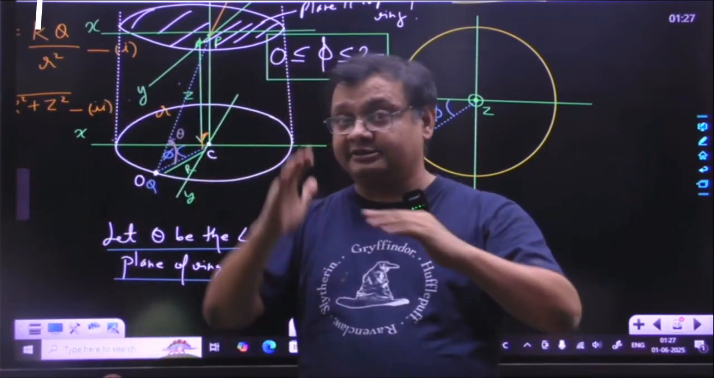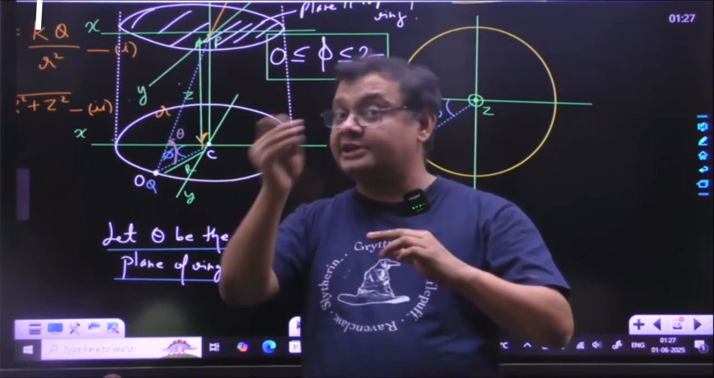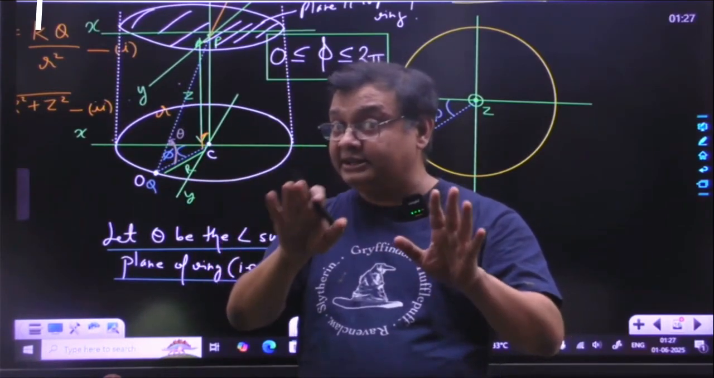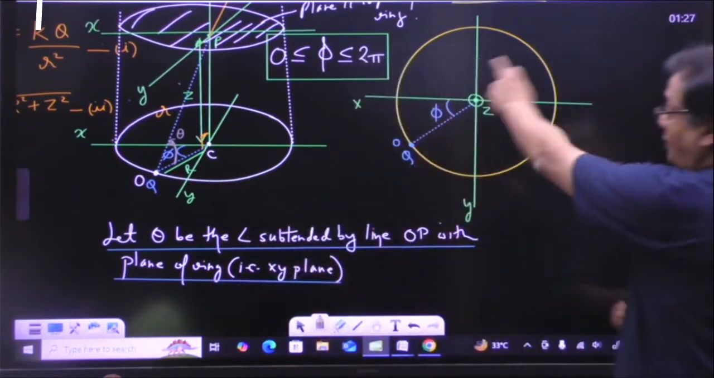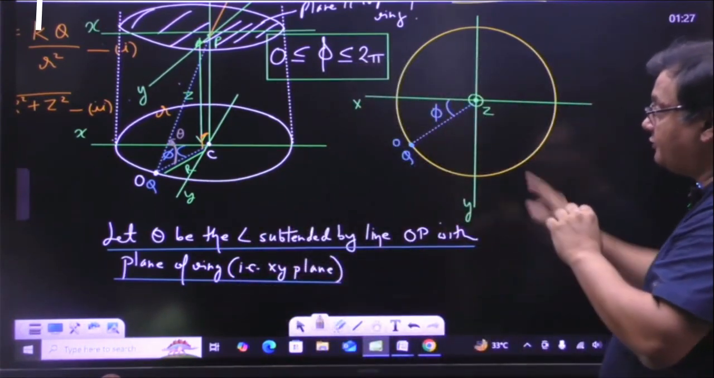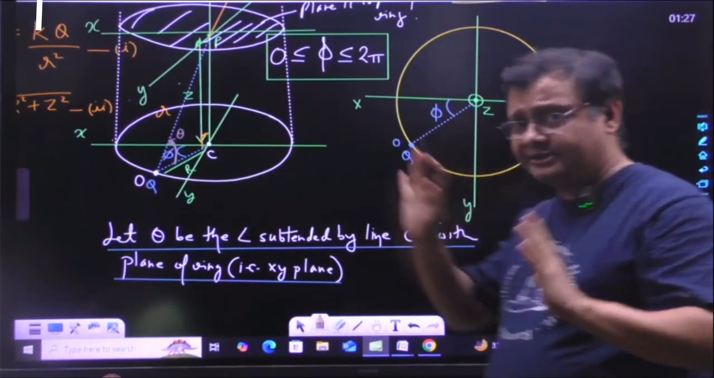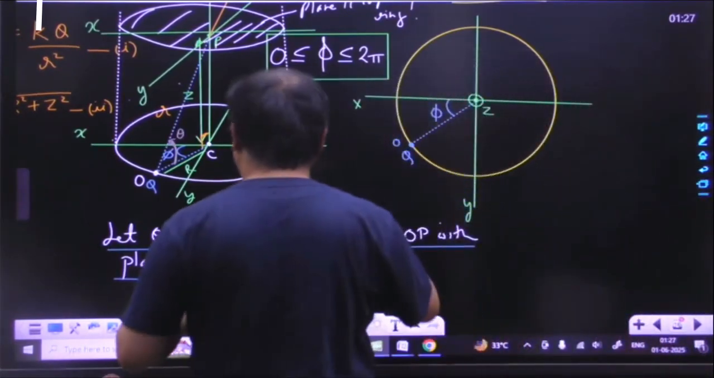See the difference between theta and phi. Theta is the angle subtended by the line OP with the plane of the ring. Phi is the azimuthal angle, that is, phi is in the plane of the ring. If you see the top view, you can visualize phi, but you cannot visualize theta.